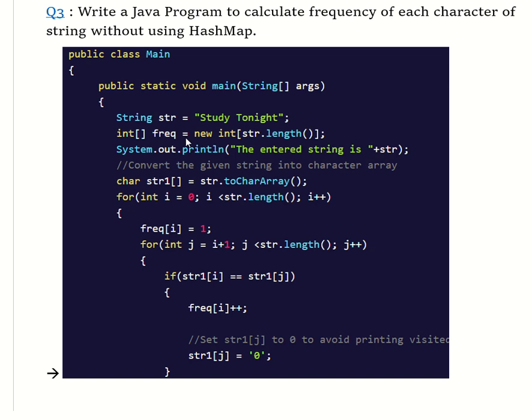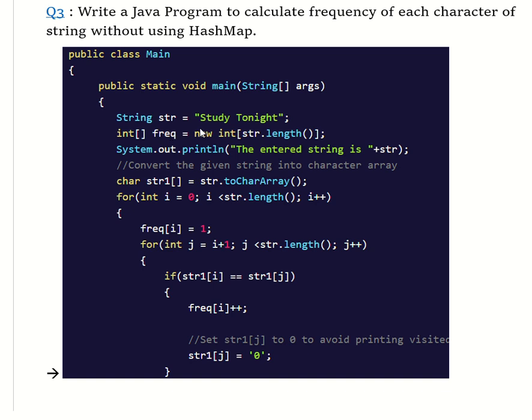So first we have to give the input string like this: String str. Here we give the string "study tonight". Now in this string we have to count the frequency of each character, meaning how many times s appears, how many times t appears, like that. So first we declare the string, then we use a frequency array to store the frequency of each character.